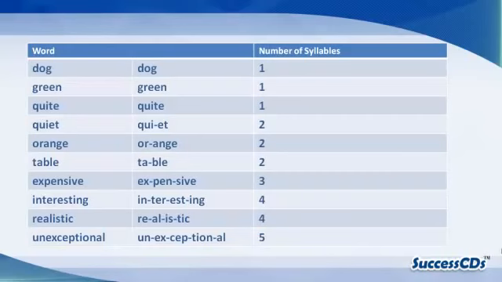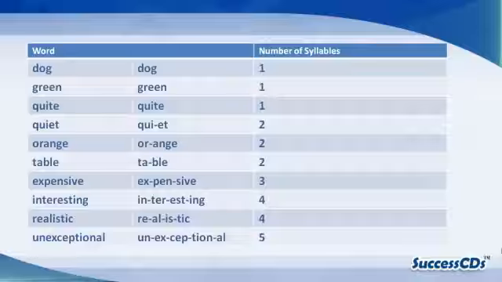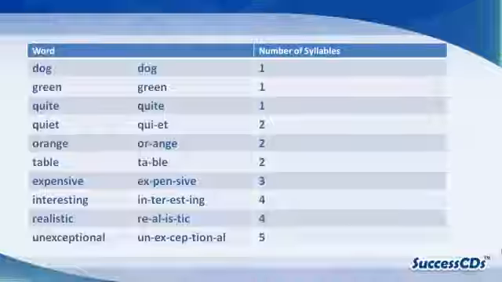Now, let's see the other two words. Interesting, realistic. When we break these words, interesting, realistic. Both these words can be broken up into four and have four separate sounds. Hence, both these words have four syllables.